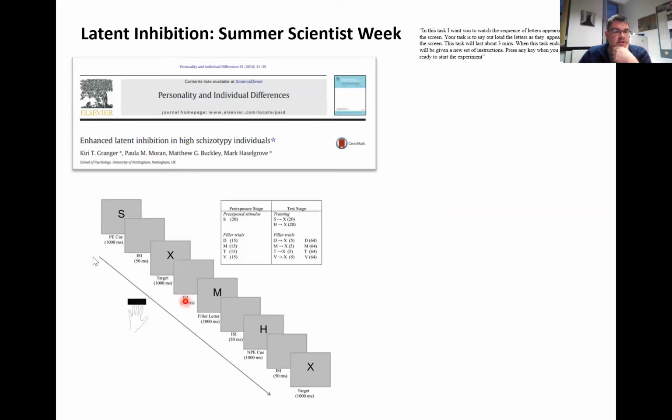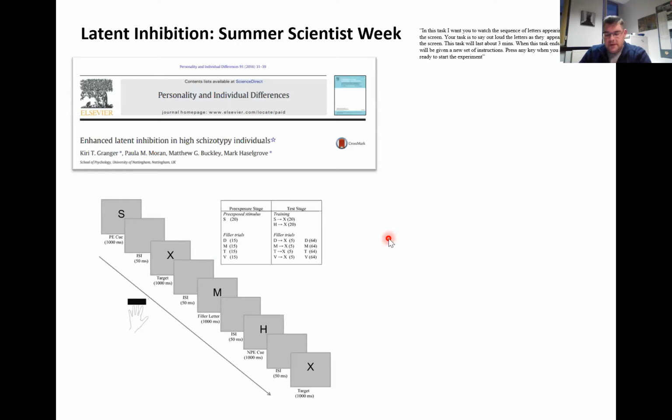So for example, within this pre-exposure stage, there are letters D, M, T, V, and crucially, our pre-exposed stimulus, which in this particular case was letter S. So S would come on, interval, D, M, T, V, S, and participants would just be saying the stimulus out loud.